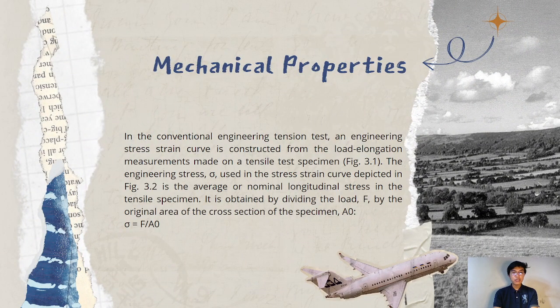In a conventional engineering tension test, an engineering stress-strain curve is constructed from the load-elongation measurements on the tensile test specimen, as in Figure 3.1. The engineering stress used in the stress-strain curve depicted in Figure 3.2 is the average or nominal longitudinal stress in the tensile specimen. It is obtained by dividing the load F by the original cross-sectional area of the specimen.